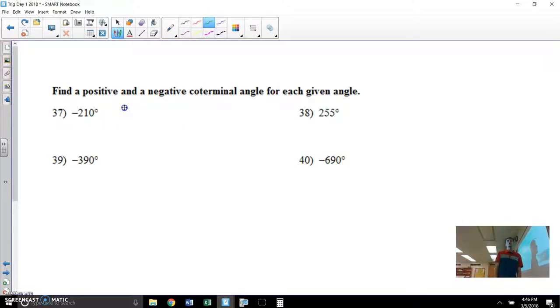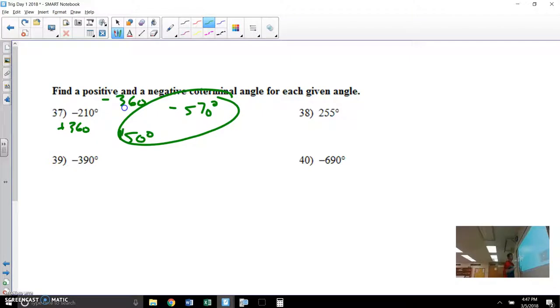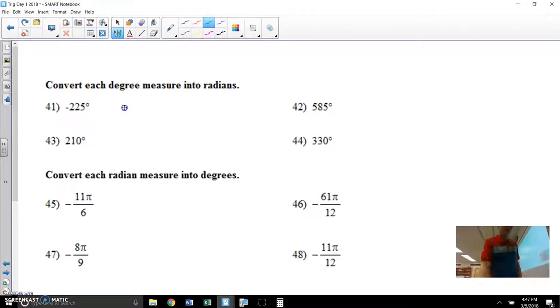So if you're trying to find a positive one or a negative one, we'll subtract 360 for one of them and add 360 for the other and see what you get. So if I add 360 to that, it looks like I'm going to get 150 degrees. And if I subtract 360, I think I'm going to get negative 570 degrees. So here are two examples, 150 and negative 570. Both of these are considered coterminal angles of negative 210 degrees.